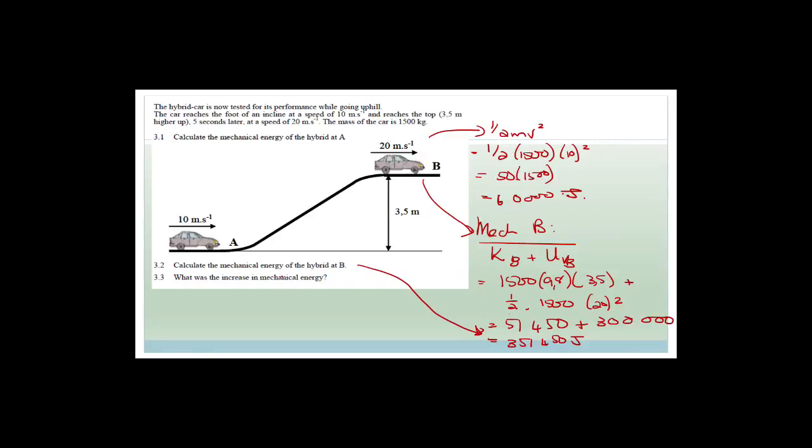Now it says, what was the increase in the mechanical energy? Well, you can see it's from 60,000 to this. So obviously that there is the increase. Right, next. Okay, now it says, new question. The 2 kilogram metal ball is suspended from a rope as a pendulum.